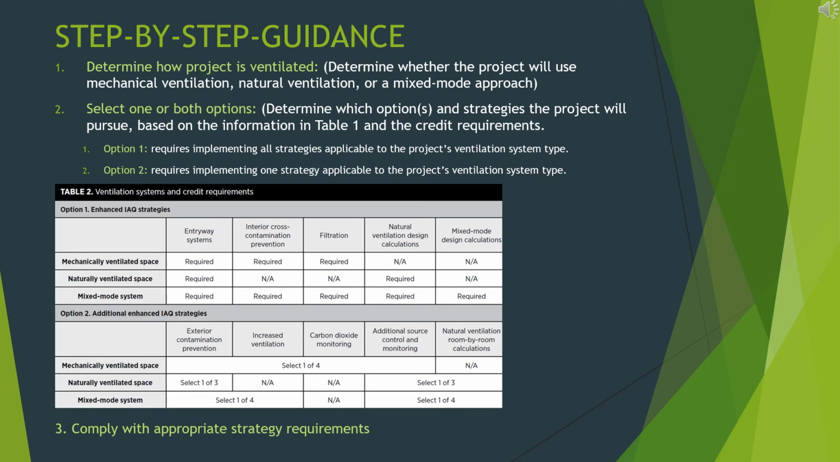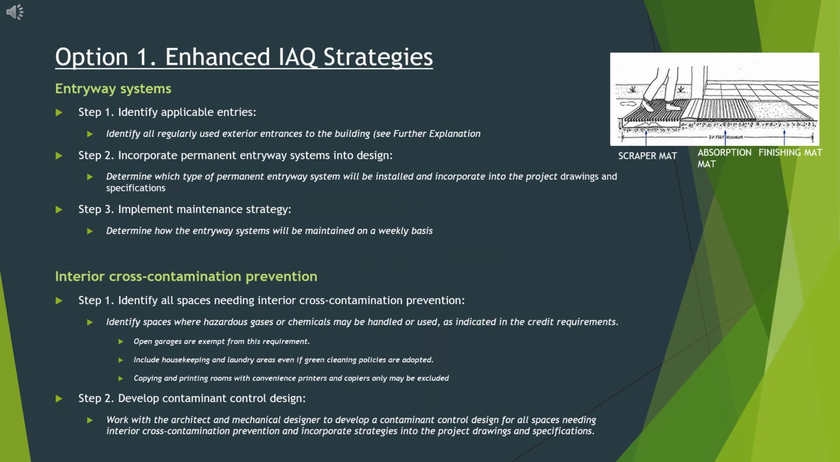The final step is to comply with the appropriate strategy requirements. There are detailed step-by-step procedures for the strategies related to option 1. It requires us to identify spaces, determine the types of spaces, and finally understand and implement ways to maintain these spaces on a weekly basis. For example, the figure here shows different kinds of mats laid out near the entryways to eliminate the pollutants that are brought in by the occupants.